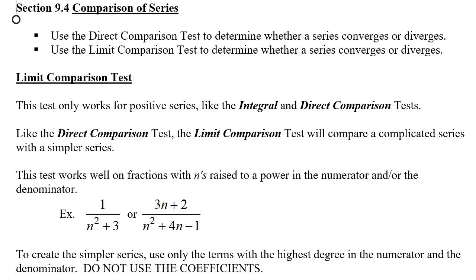In section 9.4, we talk about comparison of series. The limit comparison test is a test that works for positive series. Like the direct comparison test, the limit comparison test will compare a complicated series with a simpler series. This test works very well with fractions that have n's raised to a power in both the numerator and the denominator. To create the simpler series, or the comparison series, use only the terms with the highest degree in the numerator and the denominator, but do not use the coefficients.